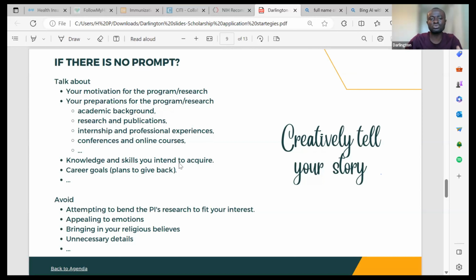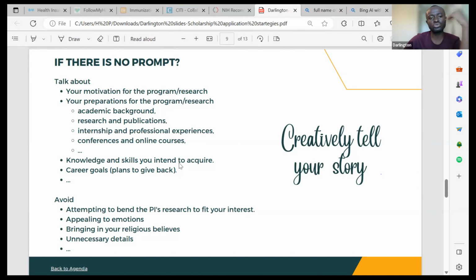Okay, you can talk about your research and publications that are in line with that particular program you are going into. You can talk about your internship experiences, your work experiences, professional experiences, all of them. You can talk about the conferences you have attended, the online courses you have attended. All these things are your preparations for this program. These are things you have done to prepare for this program.